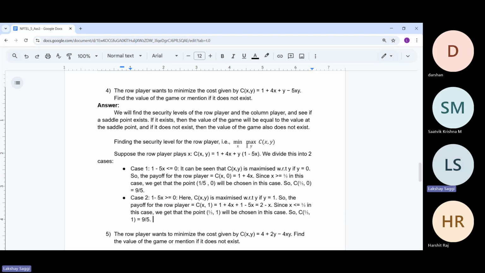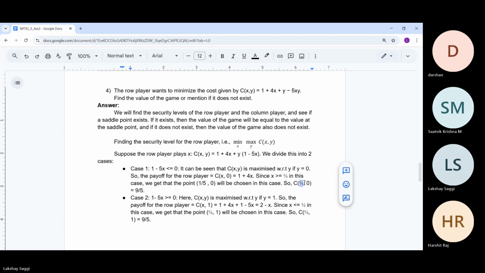So essentially, the value for the row player is equal to 9 by 5, and for the row player it doesn't matter. The row player will like to play the value 1 by 5, and whatever the column player plays, 0 or 1, everything is fine by the row player, right? Okay.